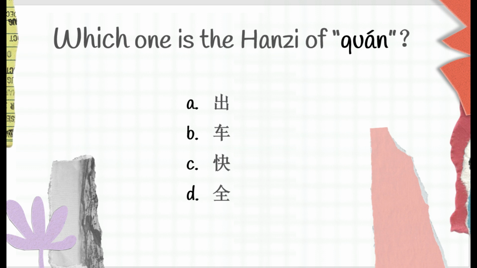And finally, guys, the last question for today. Which one is the hanzi of chen? I will give you time to think and guess. A is chu, B is che, C is kuai, D is chen, and the correct answer is D.